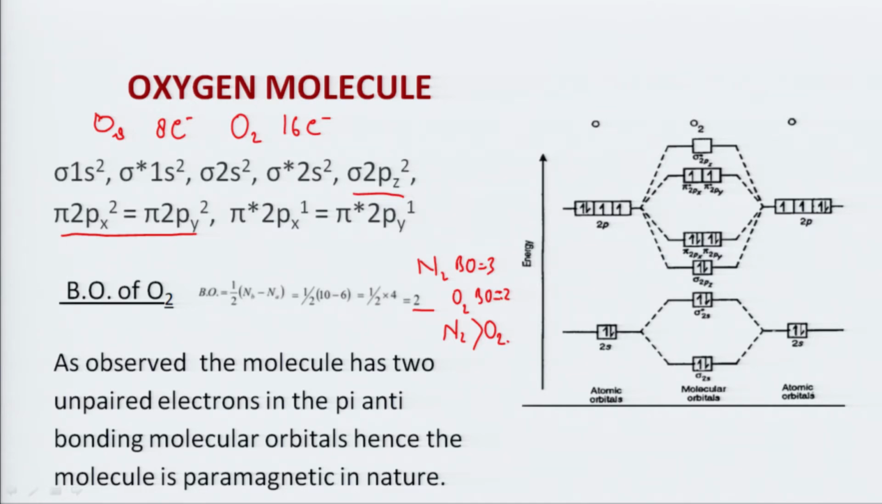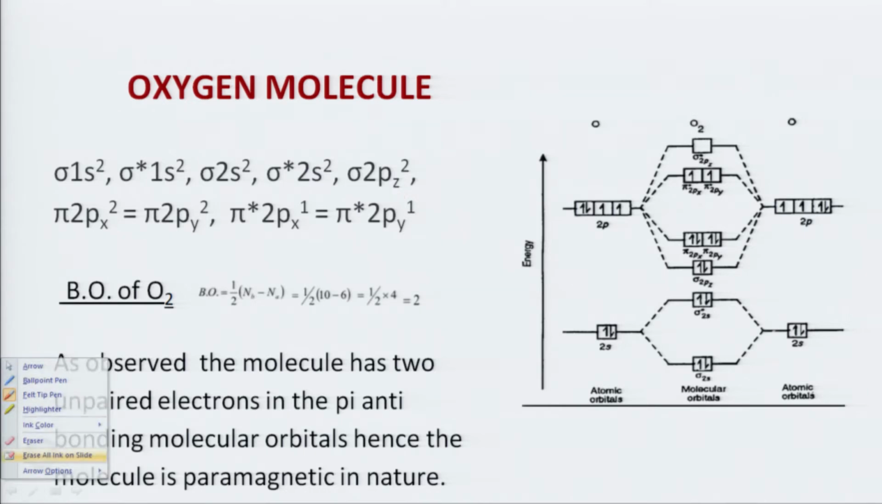Another question which appears in the exam is that O2 is paramagnetic though it has an even number of electrons, whereas N2 is diamagnetic. Now, if you remember the previous lecture, N2 had all the electrons paired, whereas O2 has unpaired electrons, and therefore, it explains why O2 is paramagnetic and N2 is diamagnetic. So, these are two very important questions which appear in the exam.